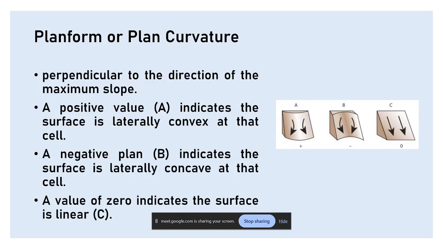So this is perpendicular to the direction of the maximum slope. That's how you get this curvature. So a positive value indicates the surface is laterally convex at the cell, that is you can see here in this diagram also. Okay, this is convex. A negative plan curvature indicates that it is laterally concave. Here you can see, right, it's a sort of pushed inside and this is pushed outside. And then when it is a proper plane like this, a value of 0 is given to that surface, a linear surface.